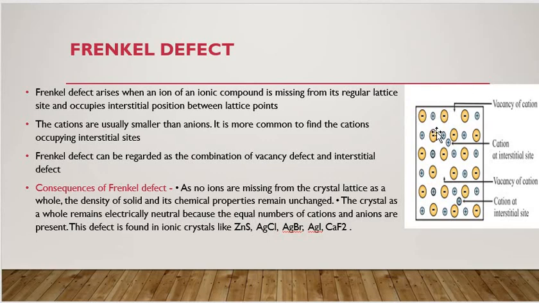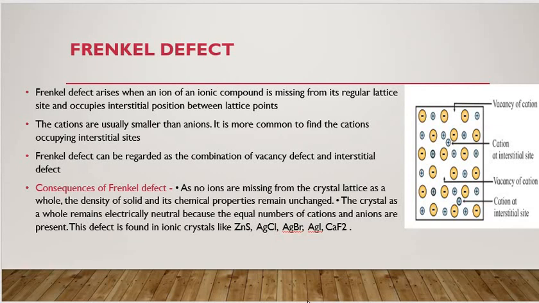So it is creating a vacancy on the normal site or lattice point, and it is occupying a position in the void or interstitial site. So it is also a combination of vacancy defect and interstitial defect. Now, the conditions of Frenkel defect: it occurs in ionic compounds where there is a huge difference between the size of cation and anion. The cation should be smaller in size. The ions of the ionic compound must have a low coordination number.